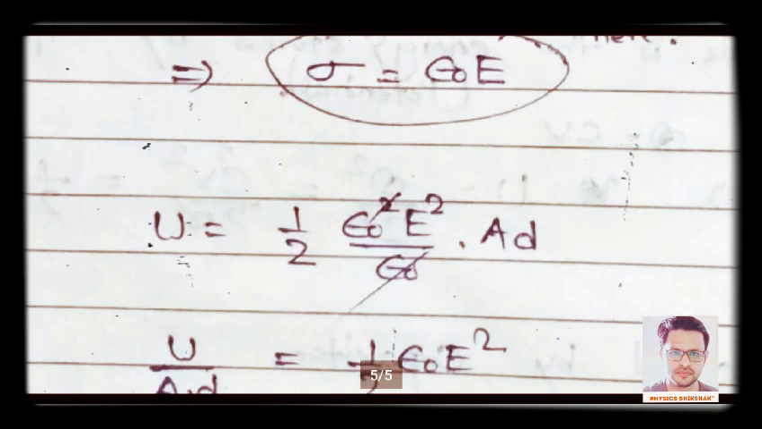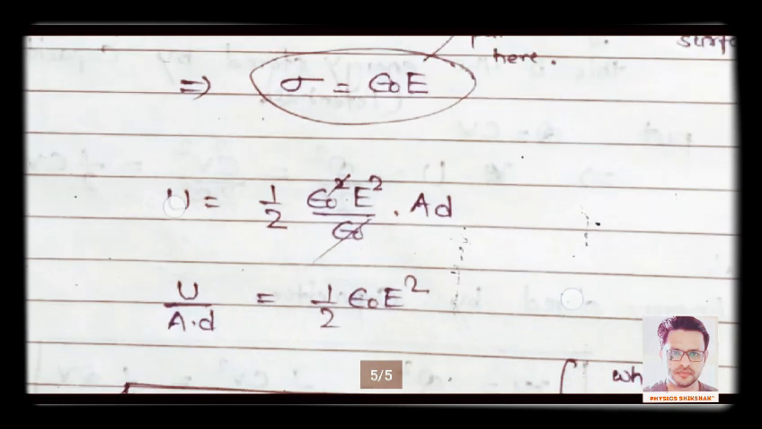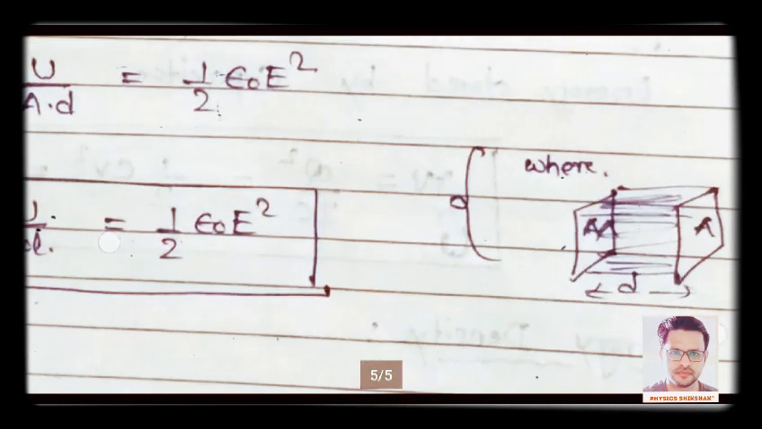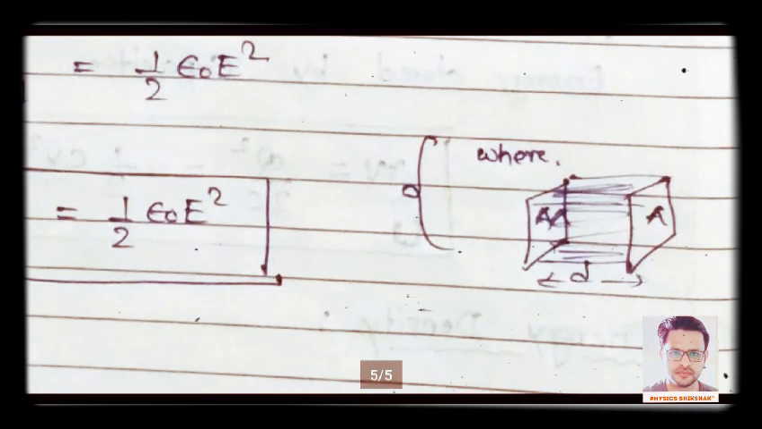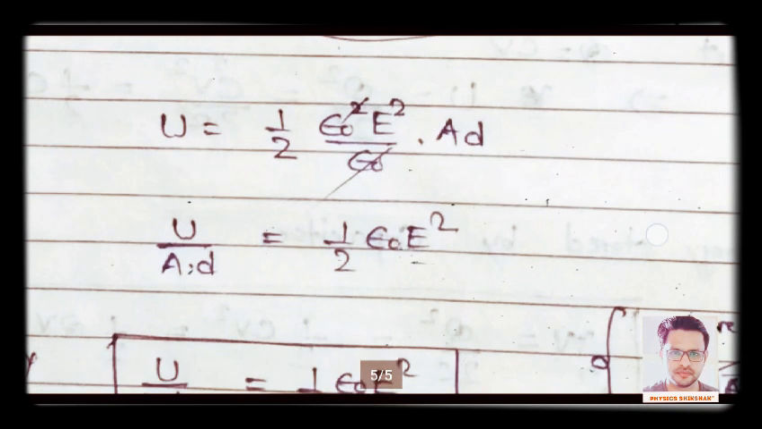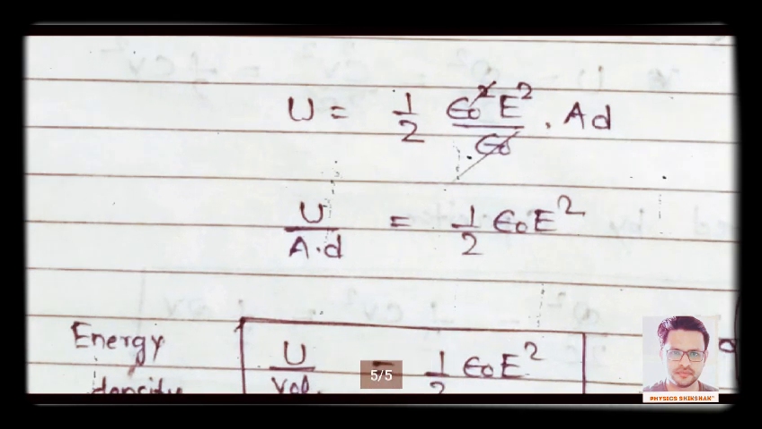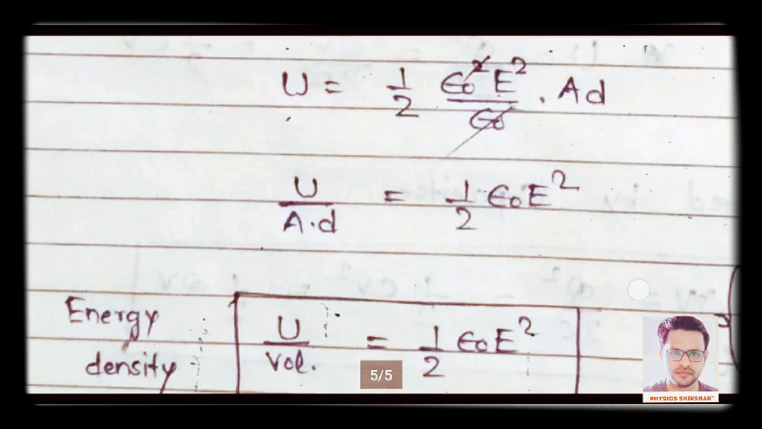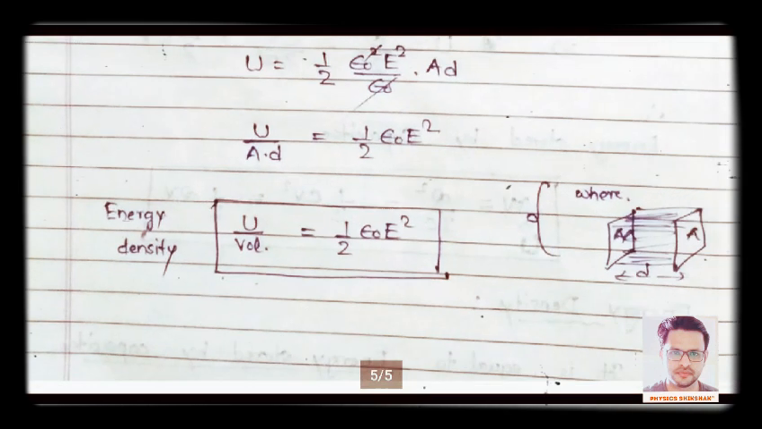But here, what is A into D? A into D is the volume of the capacitor. Just have a look on the right side. You can see the cross section of the plate and the distance between the plates. If you multiply A into D, it will become the volume of the capacitor. Okay, so on the left side you see the energy stored by the capacitor. So just bring that A into D just below the potential energy, and you will get U upon volume, that is, energy stored per volume. It will be equal to half epsilon naught E square. So this will be your energy density, students.